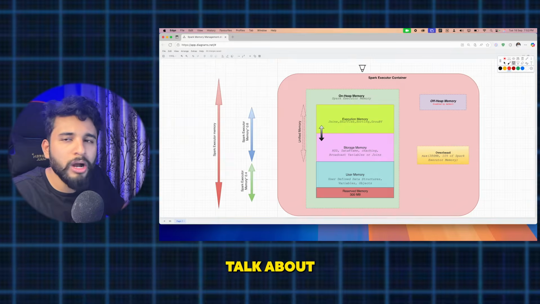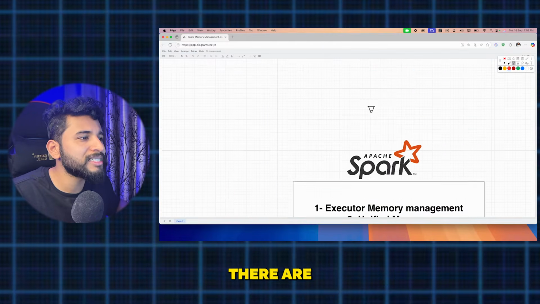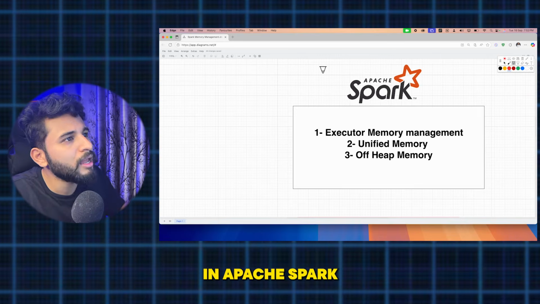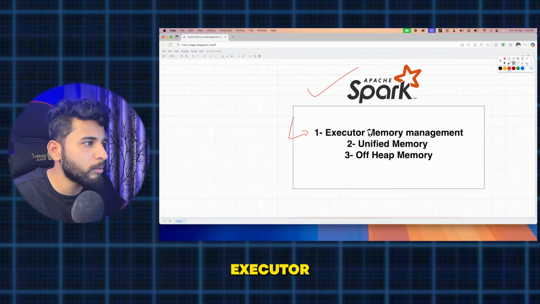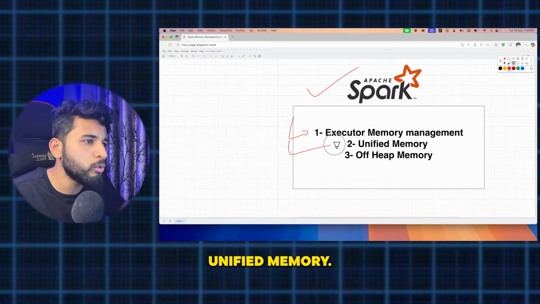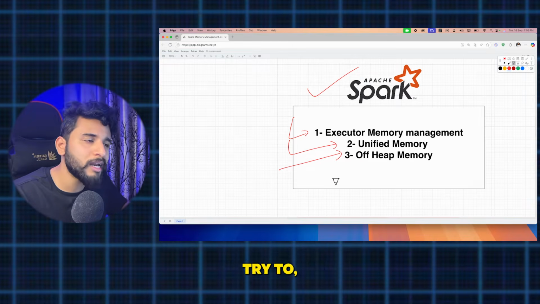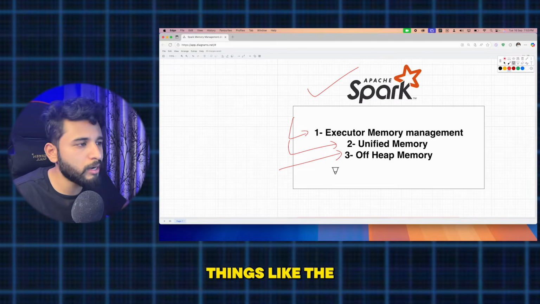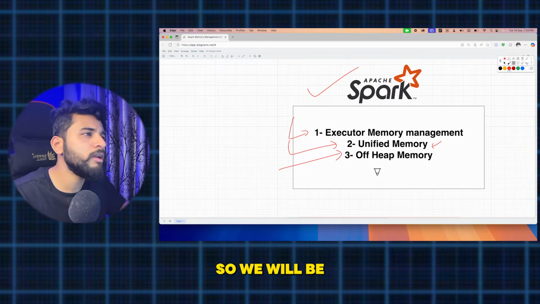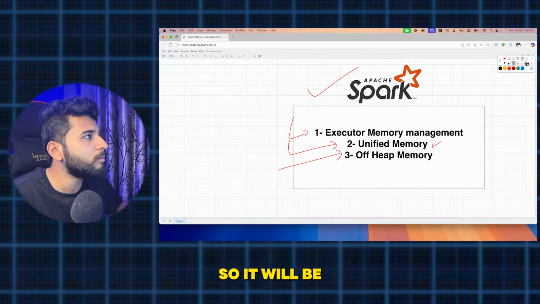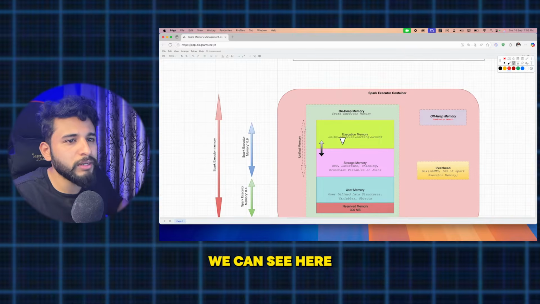Whenever we talk about an executor, it's Spark memory, executor memory. In Apache Spark, there are three major memory terms: whenever we talk about Spark executor memory management, we talk about unified memory, executor memory, and off-heap memory. These are the major terms in interviews, and people will try to confuse you on them: what is unified memory, what is executor memory, what is off-heap memory, what is on-heap memory. We'll break all of these down so it is easier for you to understand everything.